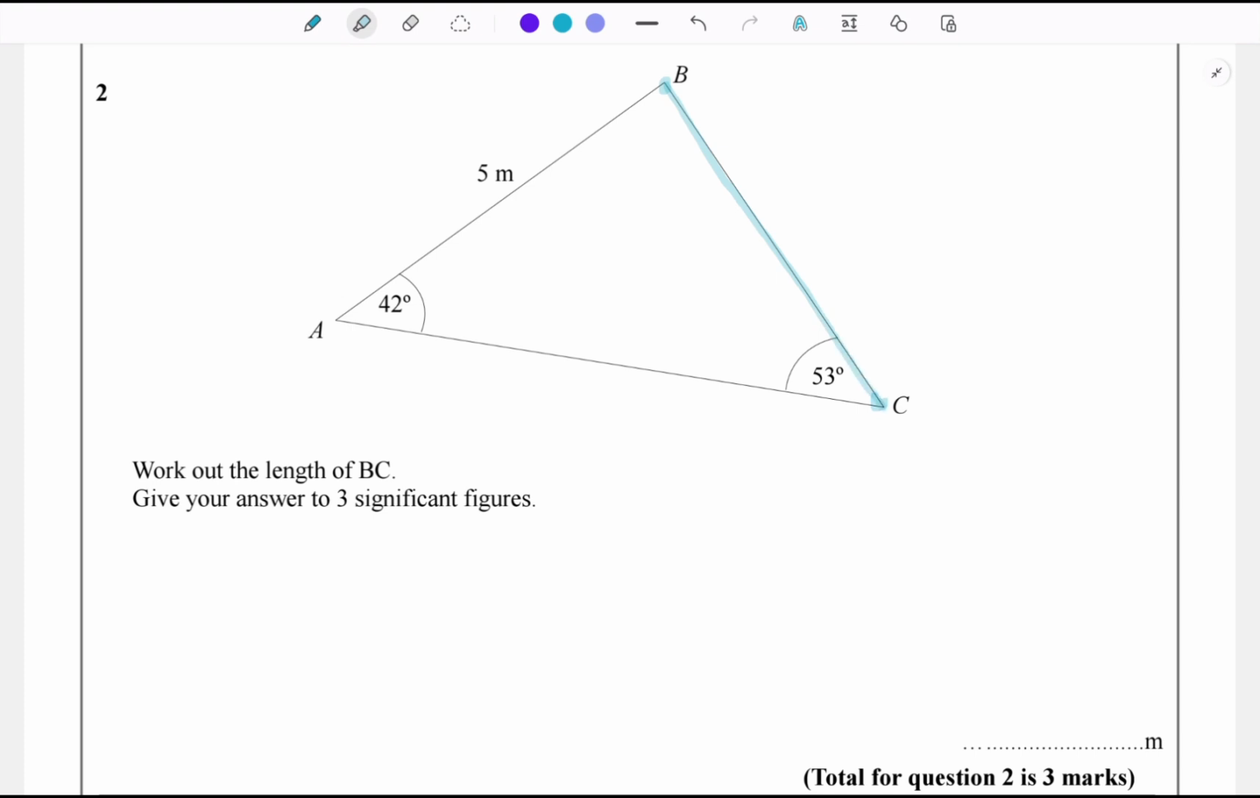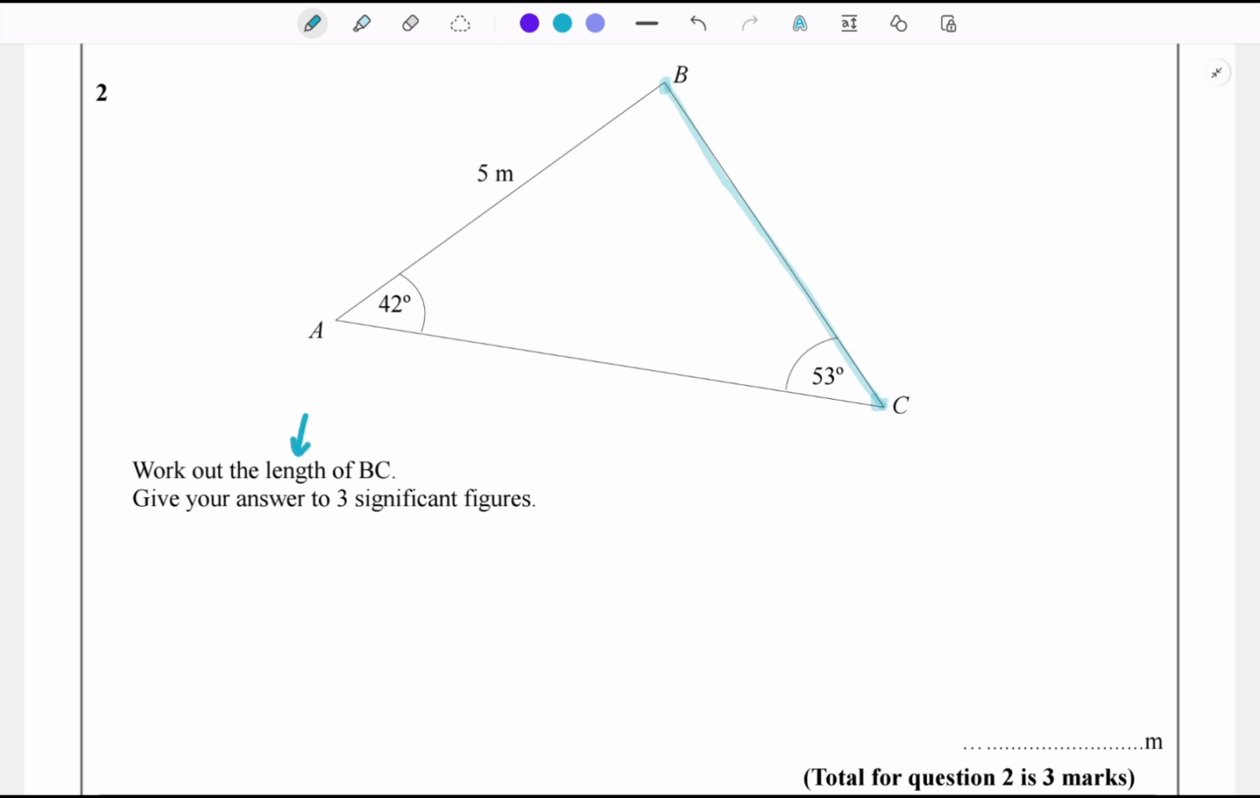And we know we're using either the cosine rule or the sine rule to work out length BC because this is a non-right angled triangle, so we can't use SOHCAHTOA. How do I know I'm not using the cosine rule? Well, we've got two angles and one length. And in the cosine rule, you need more than one length as well as one angle, and we don't have more than one length in this case. So that's the reason why we're using the sine rule.